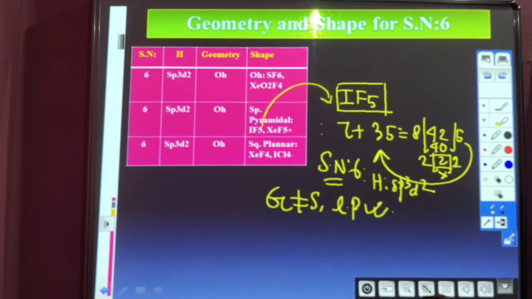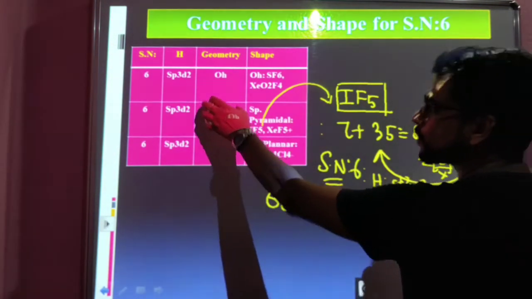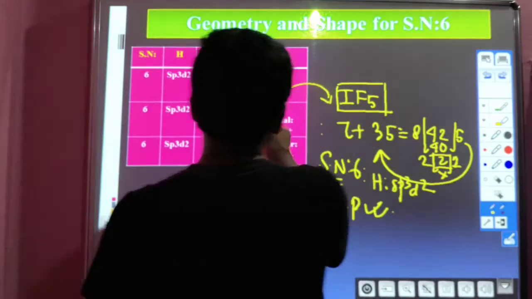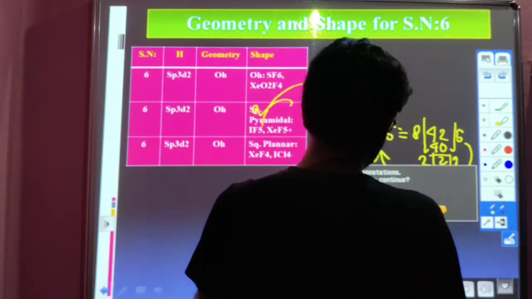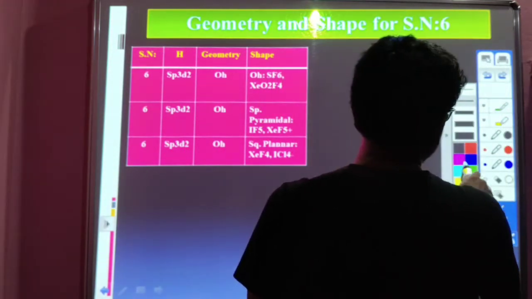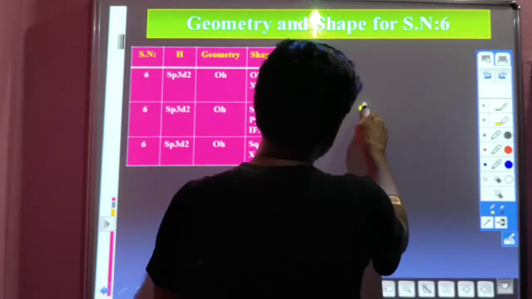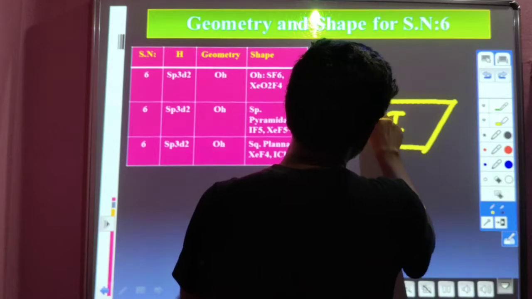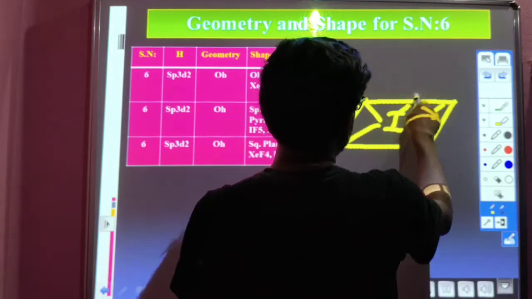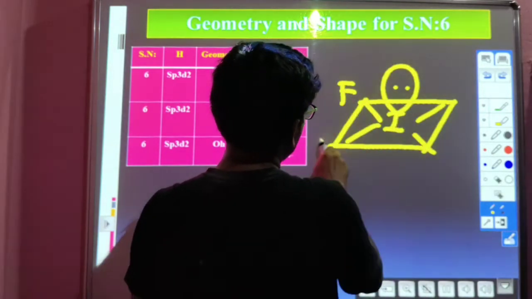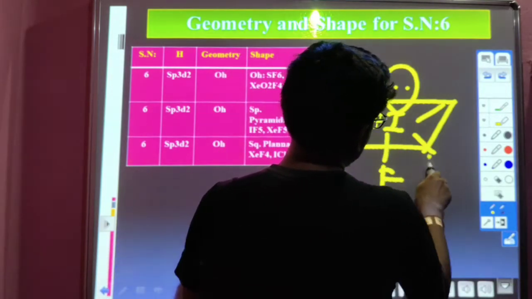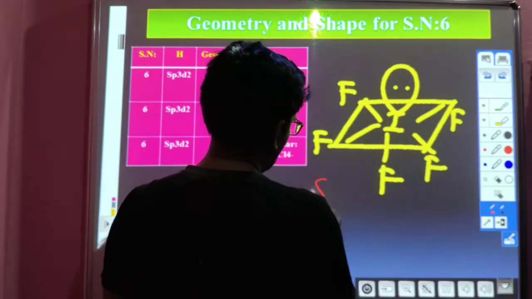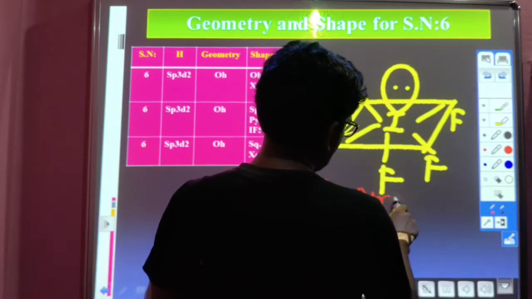Now what will be the shape? Geometry is octahedral, no doubt about it. What will be the shape? Okay, this is the square. Let me draw that one. So this is I, this is the lone pair of electrons, F, and this is known as square pyramidal.